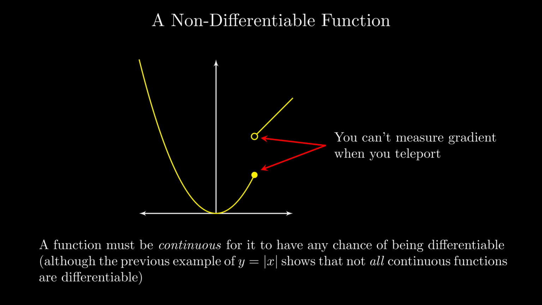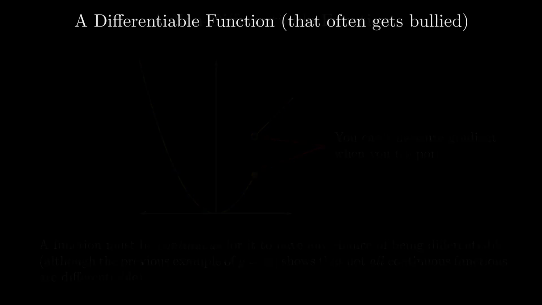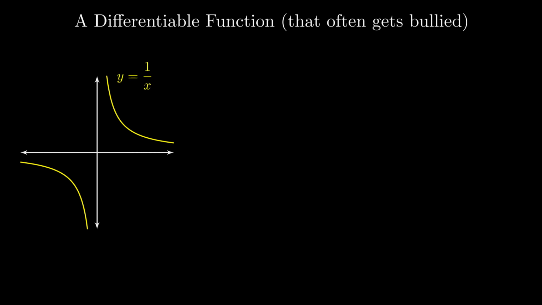All right, let's end with a differentiable function that often gets mistaken for being not differentiable. I'm pretty sure your textbook says that this function is not continuous and therefore it can't be differentiable. That is not true at all. So let's look at why, right?